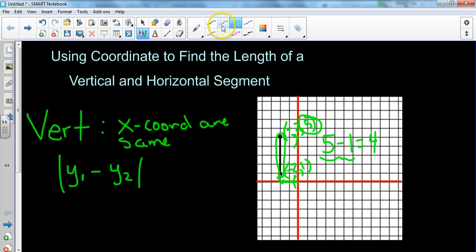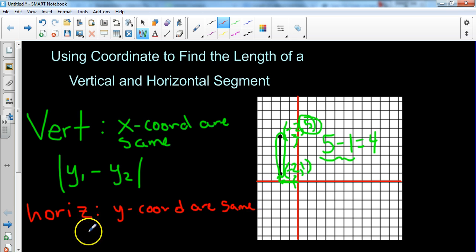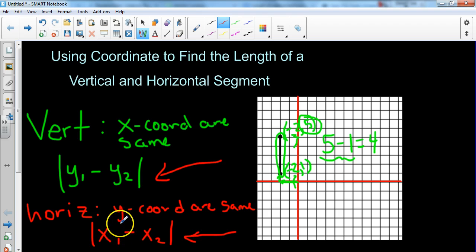If we had a horizontal segment, it's just the opposite. Your y coordinates are always going to be the same. So then we subtract our x coordinates. You take the x coordinate of some point and subtract off the x coordinate of another point. We'll take the absolute value just to ensure that we get a positive distance. So these are the little formulas that we're going to use to find the length of a vertical or a horizontal segment.